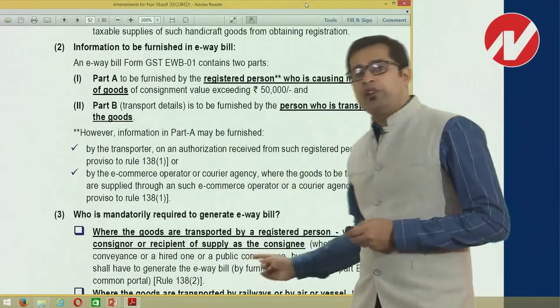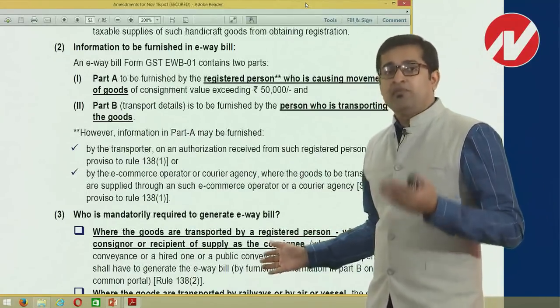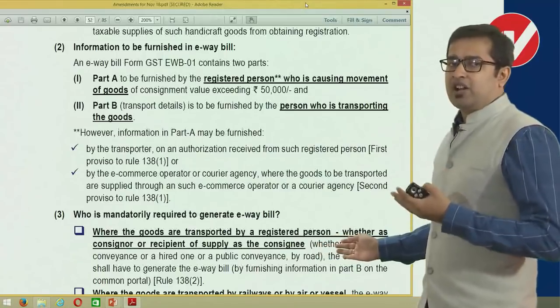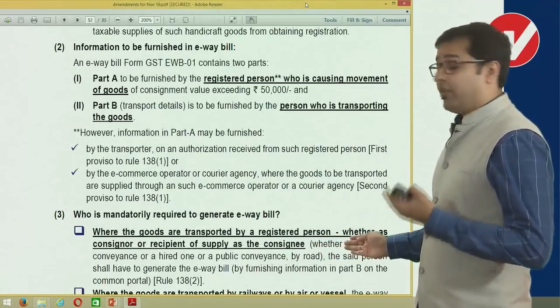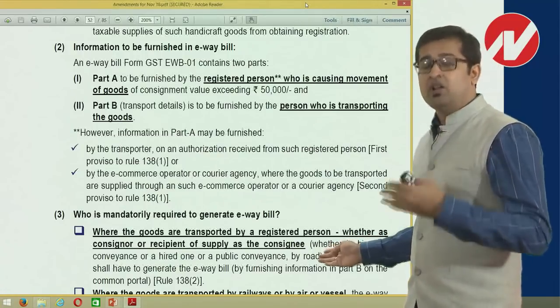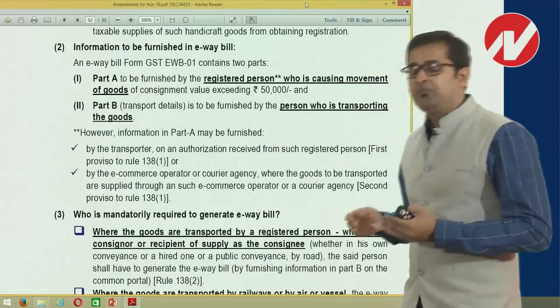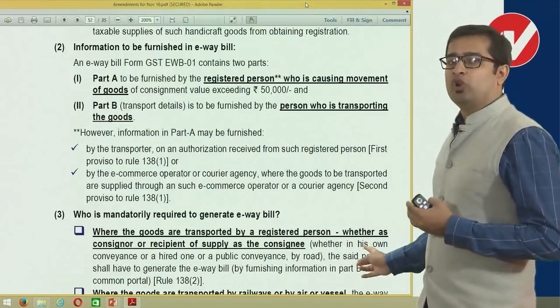One of the first points mentioned over here is with regard to filing the details in Part B, which very clearly says where goods are transported by a registered person, whether as a consignor or a recipient of supply as the consignee, through what mode? So there are a few modes mentioned.